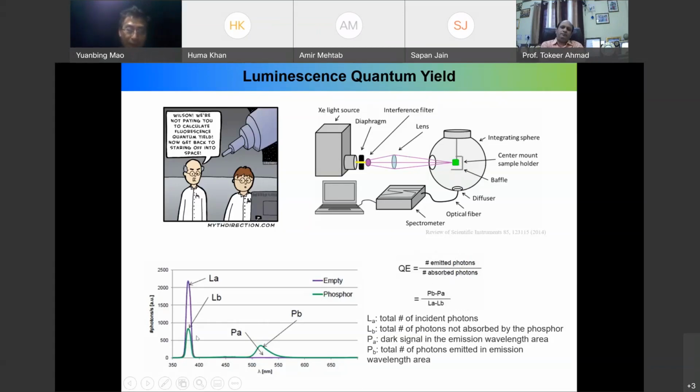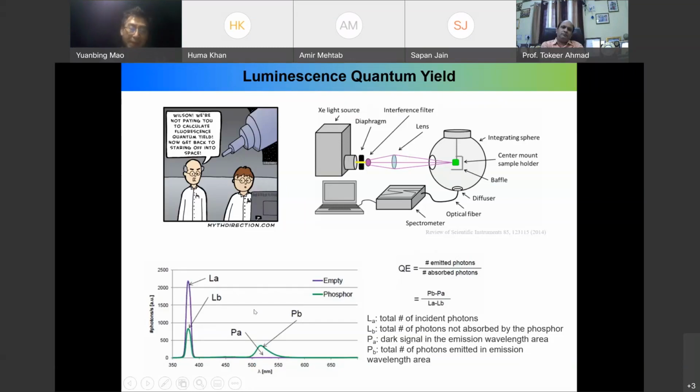Maybe it's better to look at this figure. When there is no sample on the sample holder, this is basically the absorbed photons. Because there is no phosphor there, there is no luminescence, so we don't see emission here.